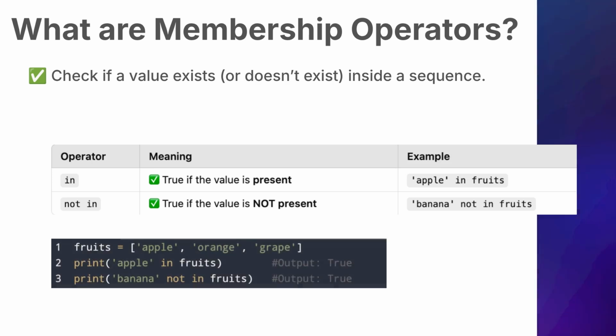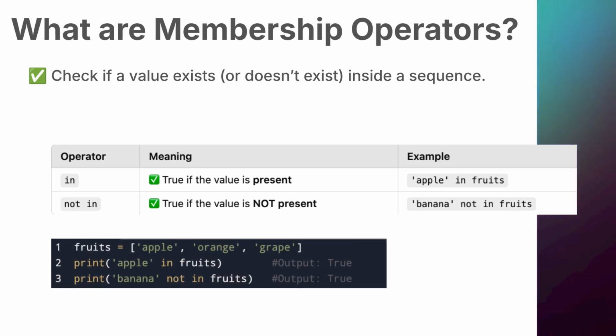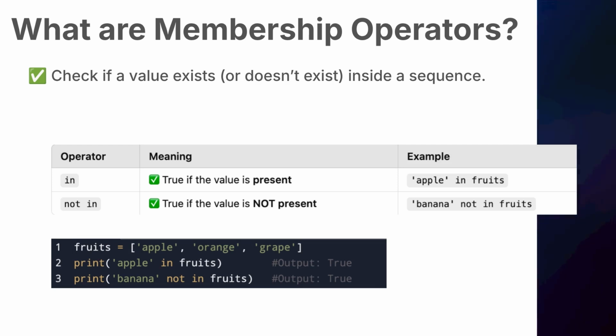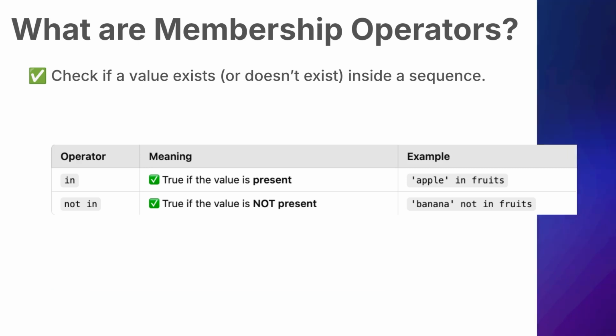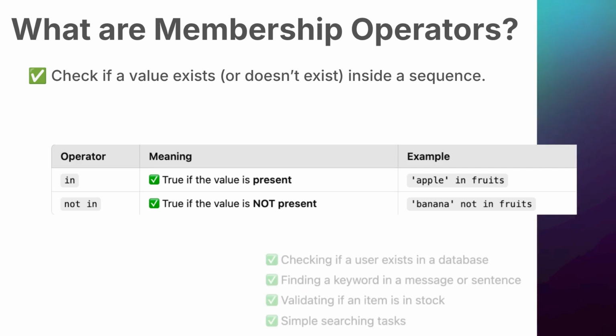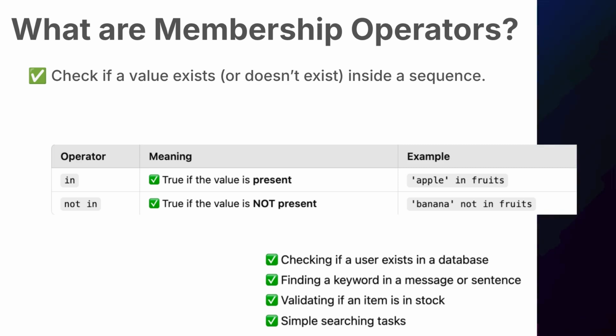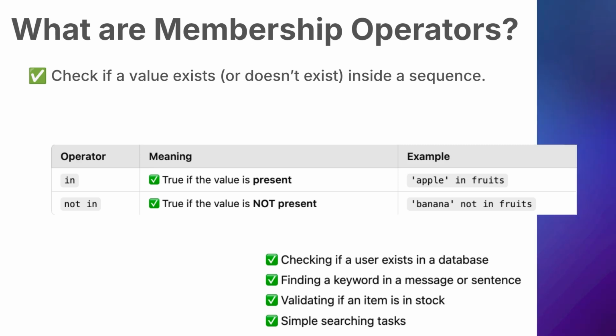For example, using in and not in with a list, both output true, because apple is inside the fruits list, and banana is not inside the fruits list. Where do you use this? Checking if a user exists in a database, finding a keyword in a message or sentence, validating if an item is in stock, simple searching tasks, and more.